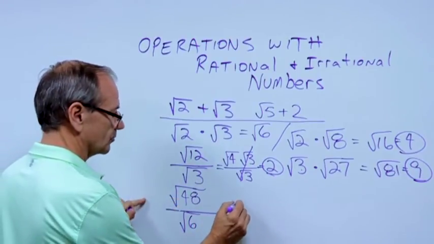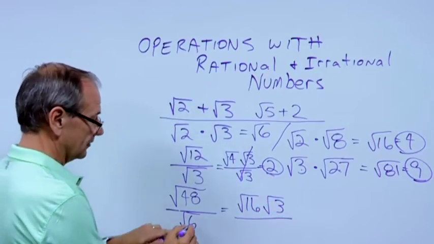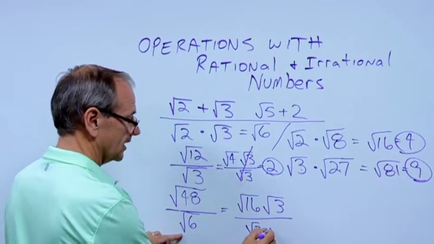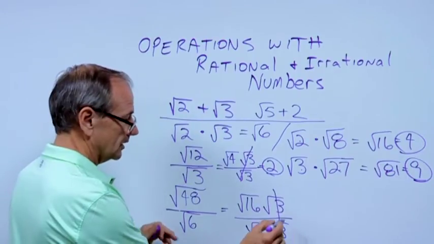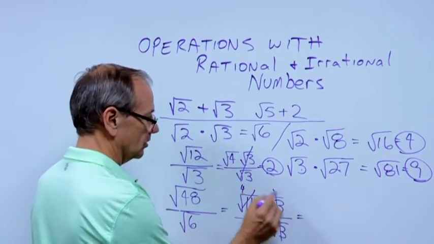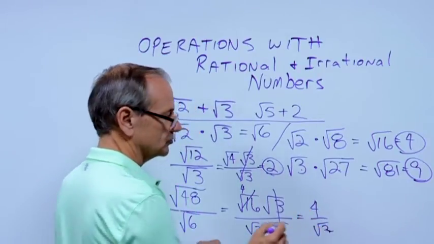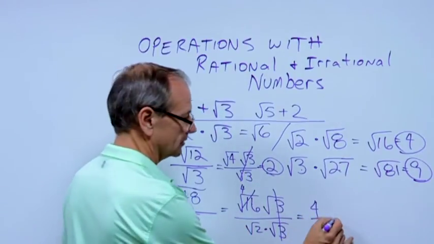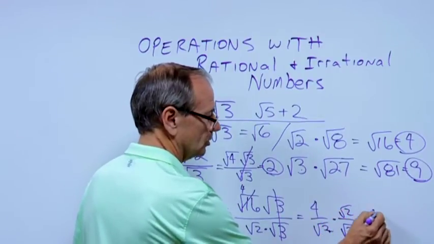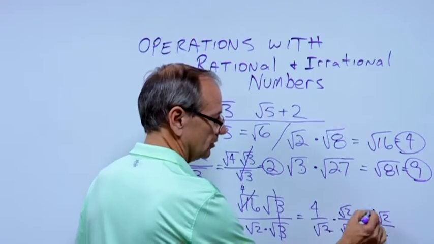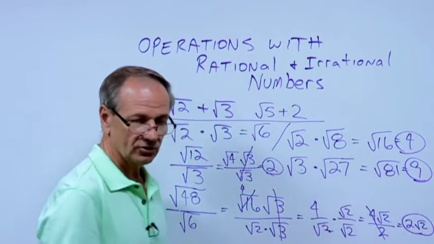Well, the square root of 48 would break into the square root of 16 times the square root of 3 over, now this is going to break into the square root of 2 times the square root of 3. Well, we're off to a pretty good start because our square root of 3's cancel. Now this becomes 4. So we just end up with 4 over the square root of 2. Remember, we're going to try and get this radical out of the denominator. We'll multiply by the square root of 2 over the square root of 2, and we get 4 square roots of 2 over 2. These cancel and give me 2 square roots of 2, which is still irrational.